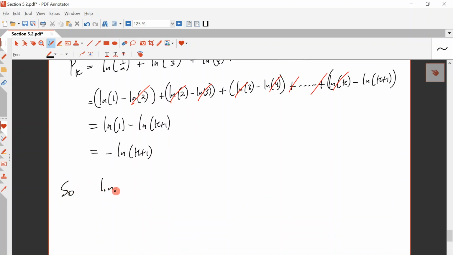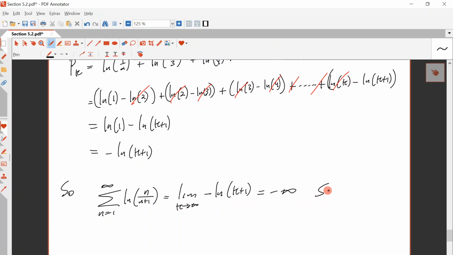So the sum n equals 1 to infinity of natural log of n over n plus 1 is equal to the limit as k goes to infinity of minus natural log k plus 1. But as k goes to infinity, this is the natural log of infinity. But the natural log of infinity is infinity. So this thing is minus infinity. So the sum diverges. That telescoping sum. So not that a telescoping sum has to converge. It certainly doesn't have to. And there's an example of where it doesn't.